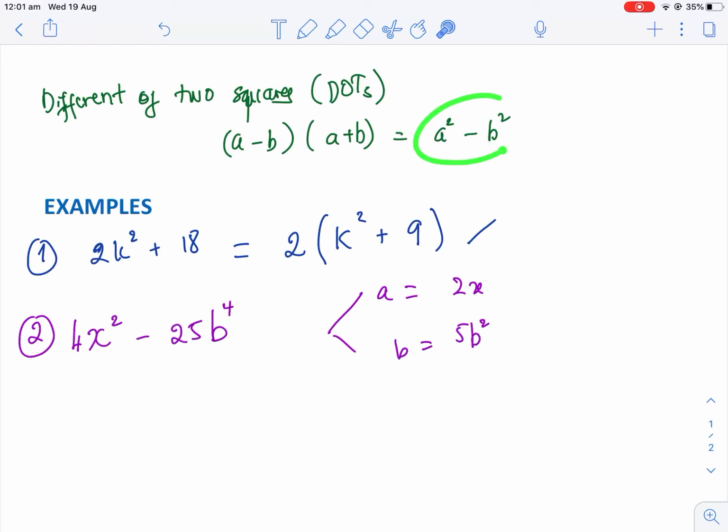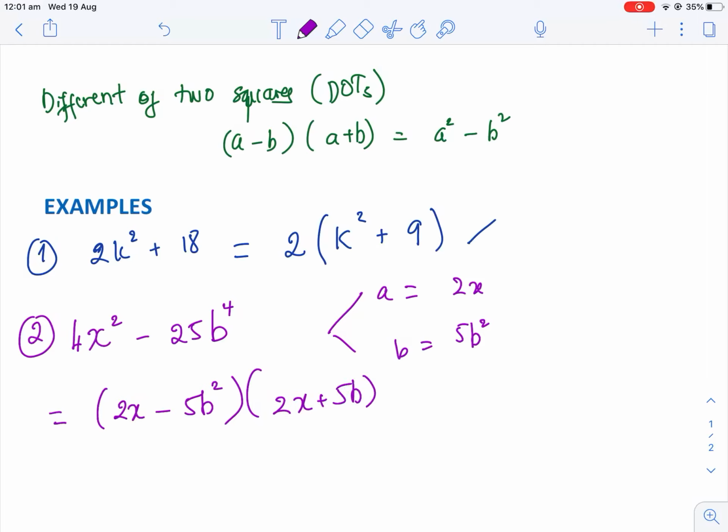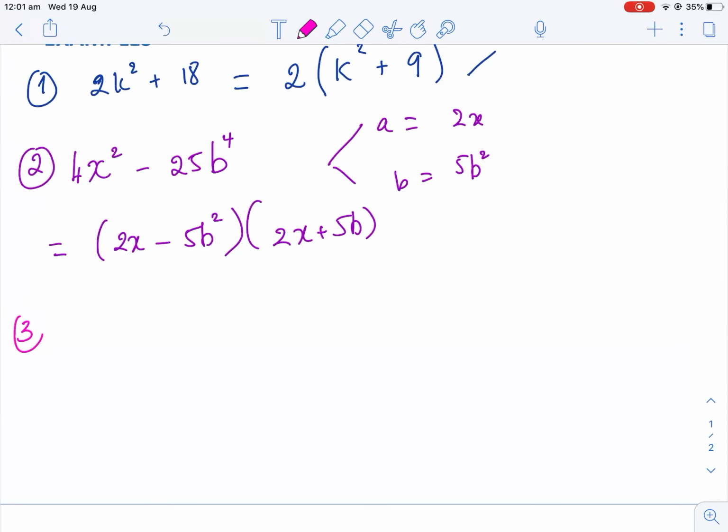And now I have to bring this form to the factorized form. Factorize means you bring a non-brackets form into a bracket form. So it equals A take away B, which is 2x take away 5b squared, times 2x plus 5b squared. Done. It is your factorized form already. Now we move on to one more example. Two more, all right, two more.